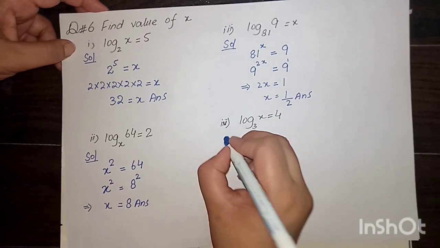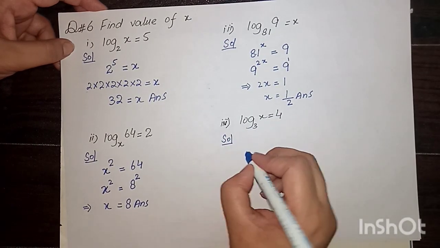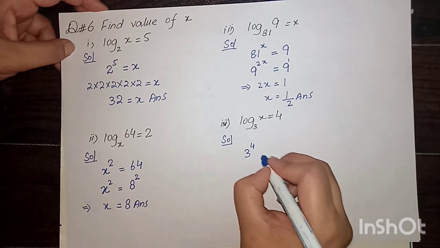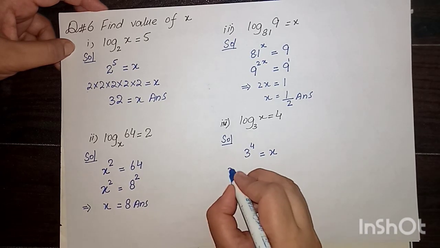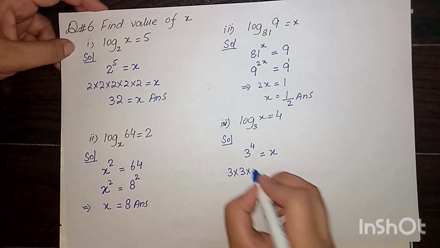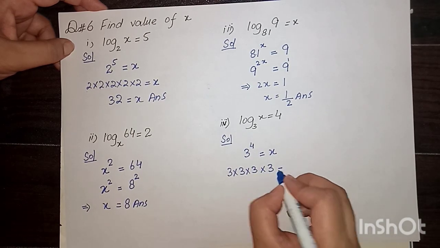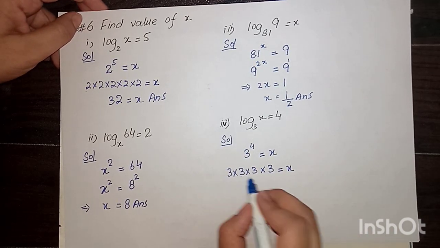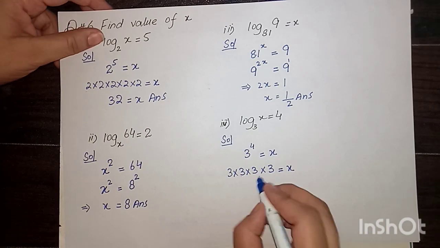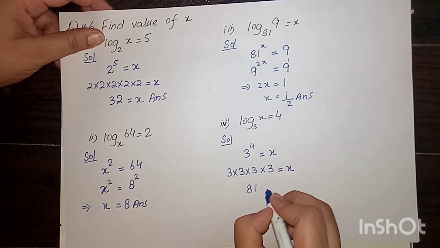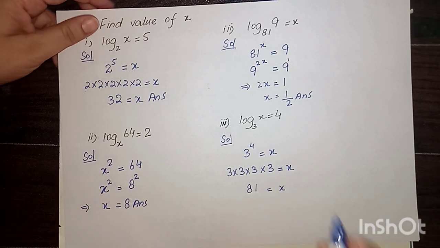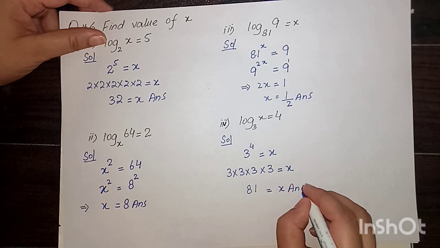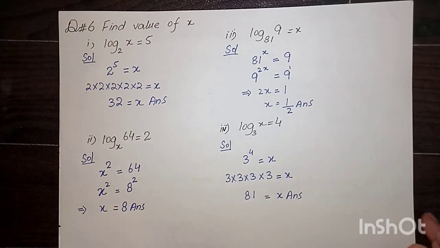This is my answer. Next question is, first of all convert it into exponential form. So 3 power 4 is equal to x. This is 3 multiplied by 3 multiplied by 3 multiplied by 3 is equal to x. Multiply 3 four times, 3 3s are 9, 9 3s are 27, 27 3s are 81. So 81 is equal to x. And this is my answer. And this is the end of this exercise.